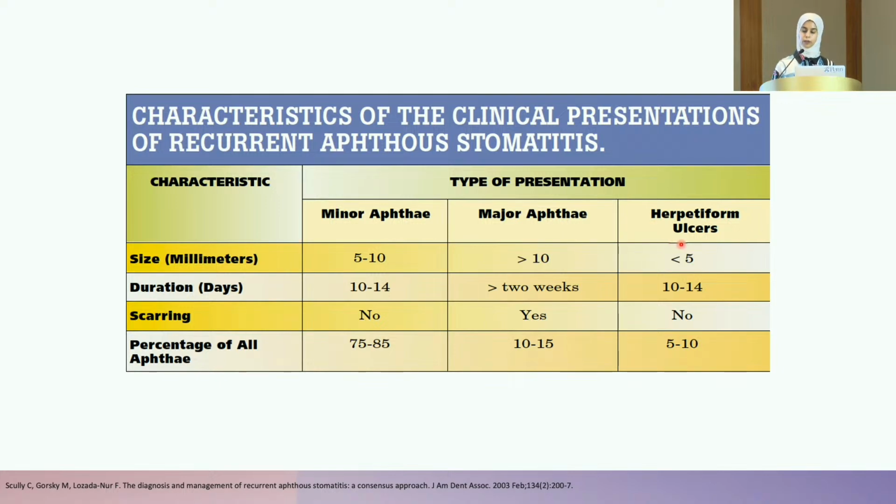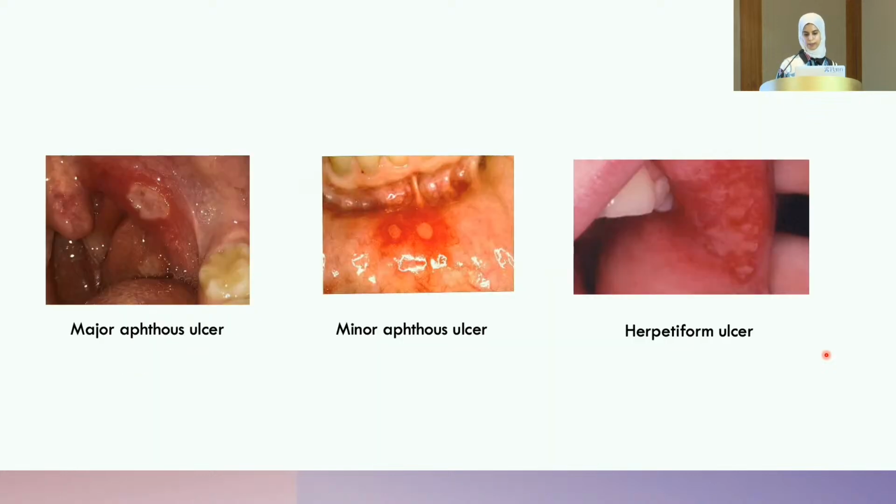And then we have herpetiform ulceration. These are smaller than minor ulcers. They also last about 2 weeks, they don't heal with scarring, and they make up 5 to 10% of cases. And this is a good thing because herpetiform ulcers can be multiple. Patients can have up to 50 or 100 at a time, which, as you can imagine, is really bothersome for our patients.